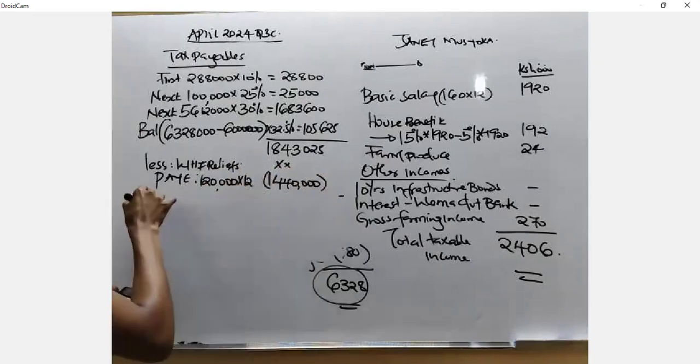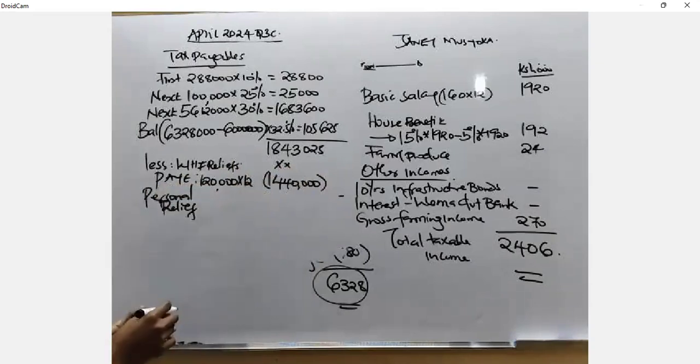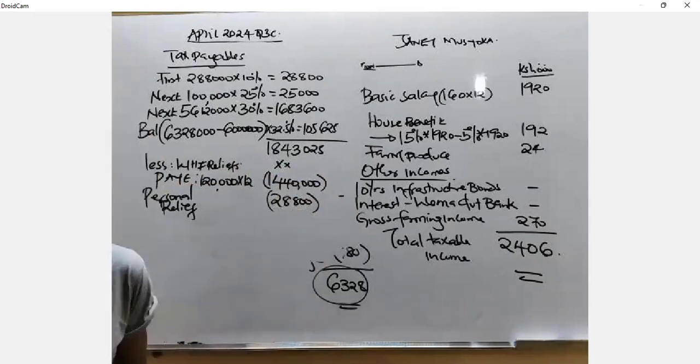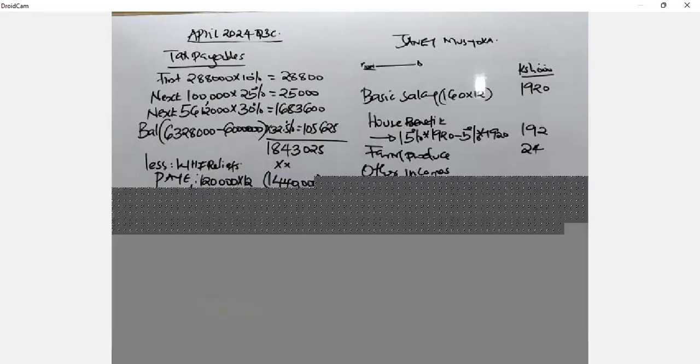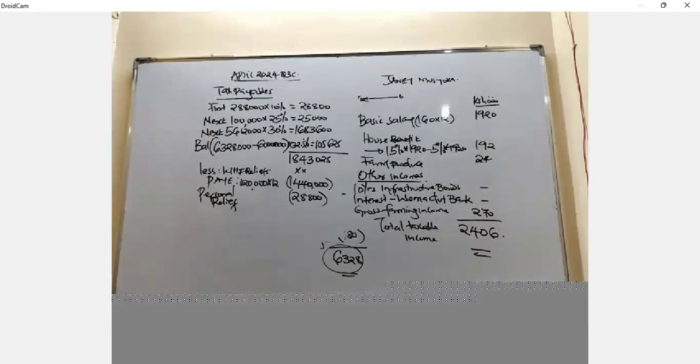Personal relief. So the personal relief is how much today? 28,800, unless this person works partially during the year. Now that is 28,800. Do we have any other thing there that we need to do adjustments for? You can see the network is becoming a challenge there.